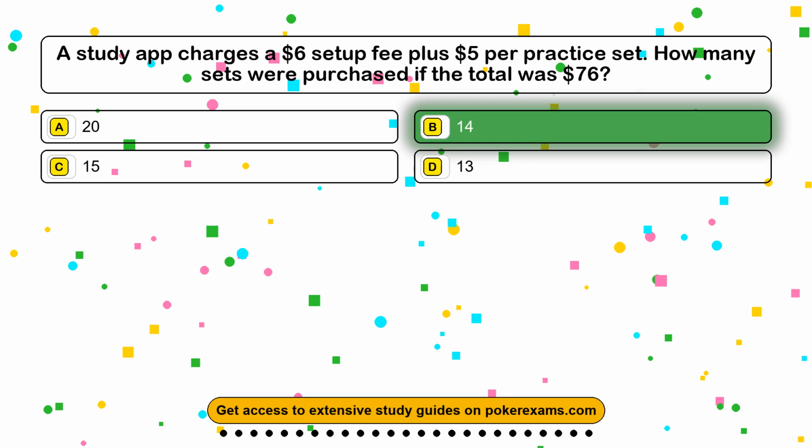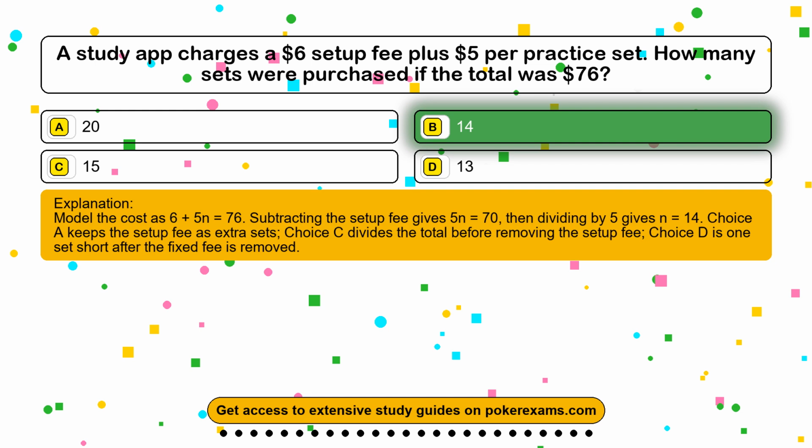The correct answer is option B, 14. Model the cost as 6 plus 5n equals 76. Subtracting the setup fee gives 5n equals 70, then dividing by 5 gives n equals 14. Choice A keeps the setup fee as extra sets. Choice C divides the total before removing the setup fee. Choice D is 1 set short after the fixed fee is removed.